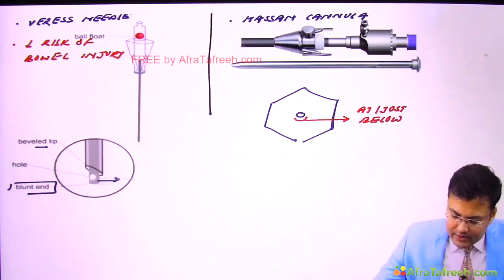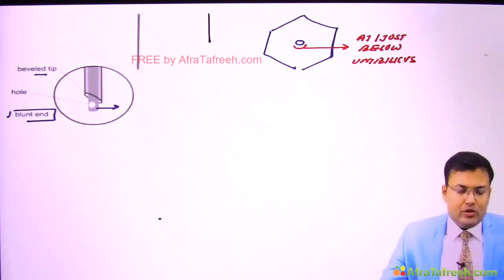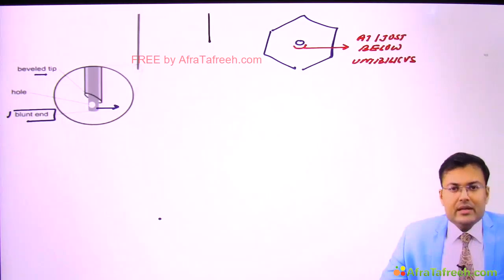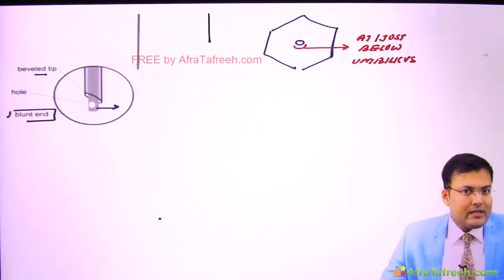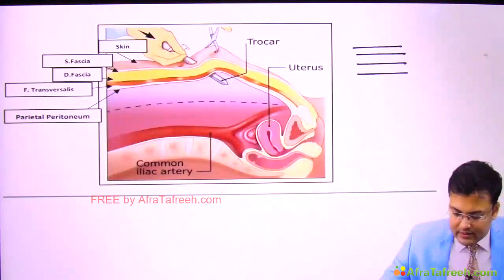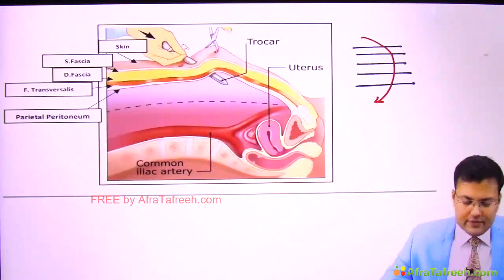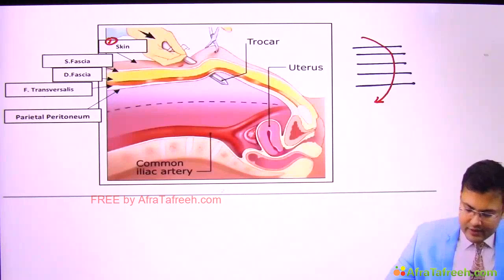Okay, this is the first important point. And the second important point is that during creation of pneumoperitoneum, the trocar is going to penetrate how many layers? So how many layers are penetrated? Imagine these are the layers. Clear? So the trocar is going to penetrate these layers. What is the first layer? First is skin. Can you see?